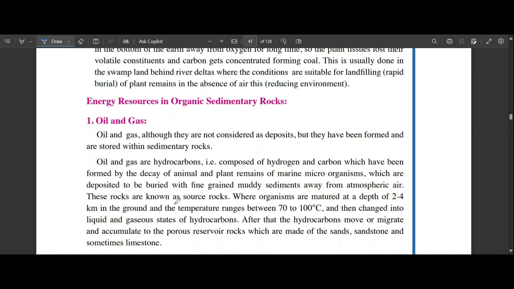These rocks are known as source rocks, where organic matter is matured at a depth of 2 to 4 kilometers in the ground and the temperature ranges between 70 to 100 Celsius, and then changed into liquid and gaseous states of hydrocarbons. After that, the hydrocarbons migrate and accumulate in the porous reservoir rocks, which are made of sandstone, and sometimes limestone.